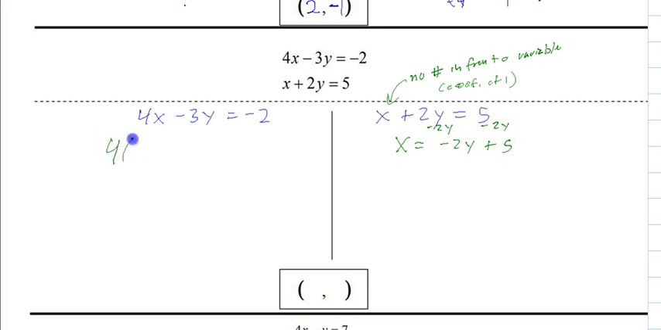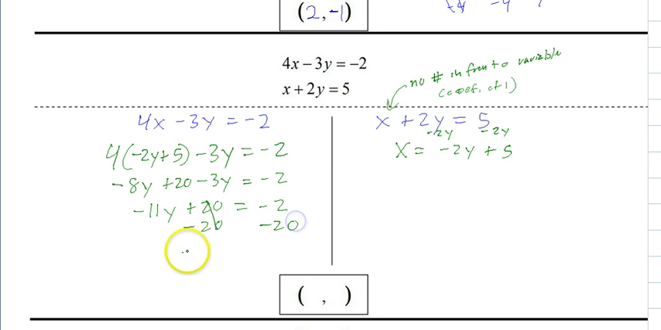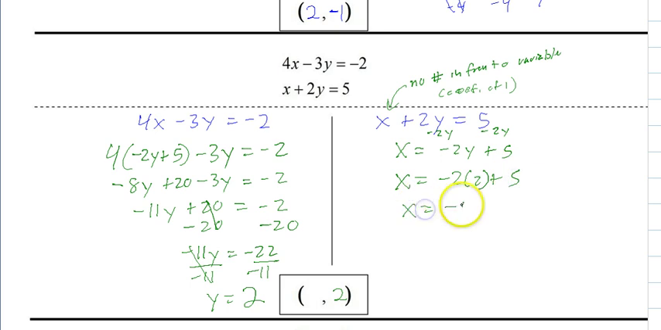Now we can come over here and substitute that x for its value, which is minus 2y plus 5. And now we can just solve. So negative 8y plus 20 minus 3y equals negative 2. It's negative 11y plus 20 equals negative 2. Subtract. And then divide. So y equals 2. Come back over here and plug it in. And there we go. 1, 2.